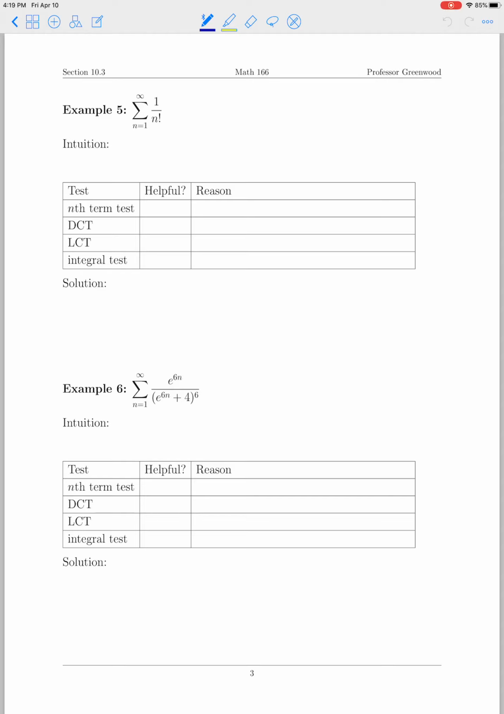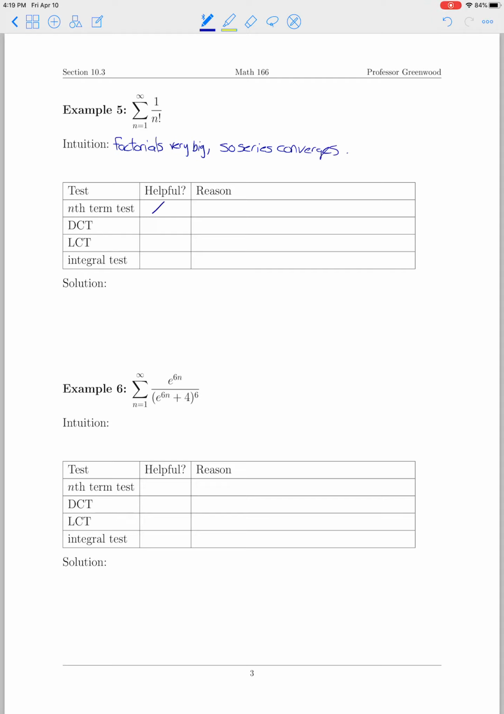All right, two more last examples. The first one's the sum of 1 over n factorial. Our intuition here is that factorials are extremely fast, growing to infinity, and so that means this series is going to converge. Now we have to find a way of justifying that using these tests.